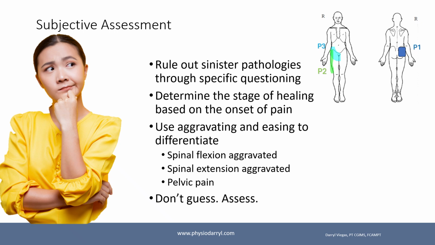We want to rule out sinister pathologies through specific questioning, and determine the stage of healing based on their onset of pain, which will tell you whether you're teaching the patient how to reduce their pain, touching base with their doctor with respect to anti-inflammatory medications, or if you can make a quicker improvement because they're in more of that mechanical stage of injury. Use aggravating and easing factors to help differentiate spinal flexion aggravated pain, spinal extension aggravated pain, versus pelvic pain. And most importantly, set yourself up to do a more complete objective assessment by ruling out some of the extraneous factors. Patients are paying us to assess, not to guess.